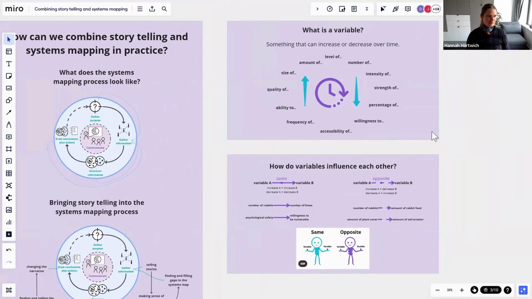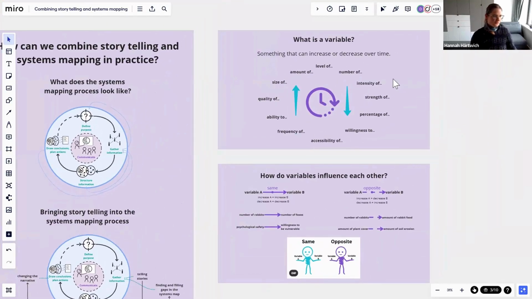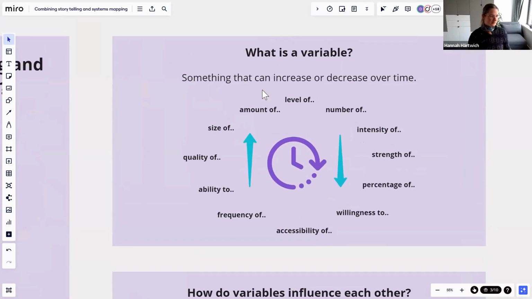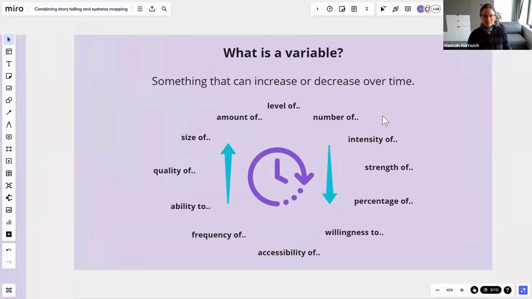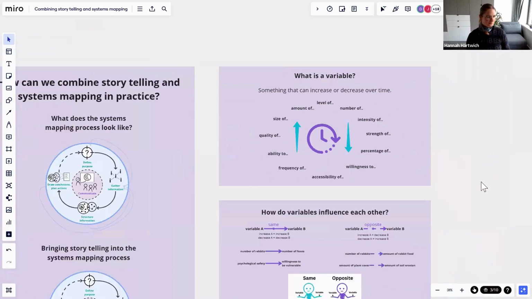One more piece of information before going into those exercises is to get a bit of an understanding of, I've been talking about variables, but what actually is a variable? A variable, really simply said, is something that can increase or decrease over time. So you will often hear these descriptive words, or we are looking at the levels of something, the number of something, the intensity of something, the frequency at which something happens.